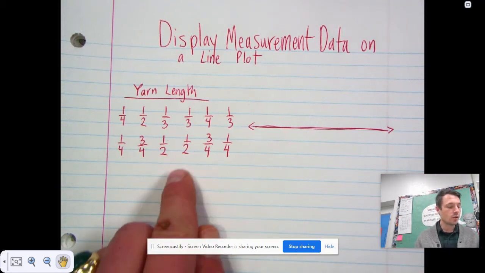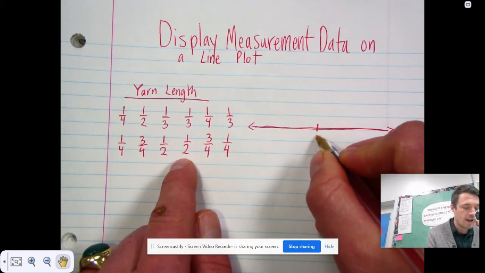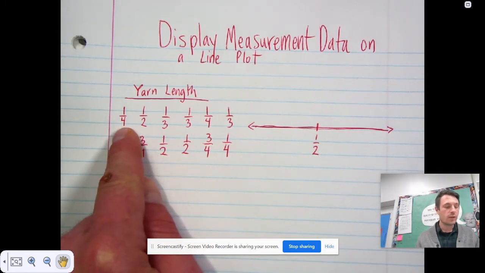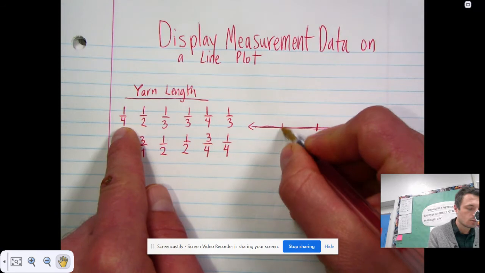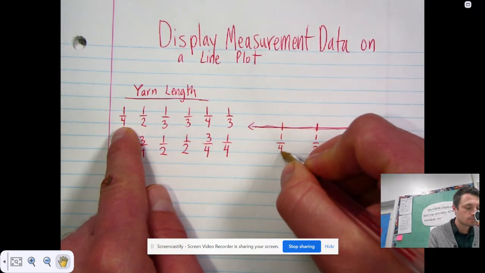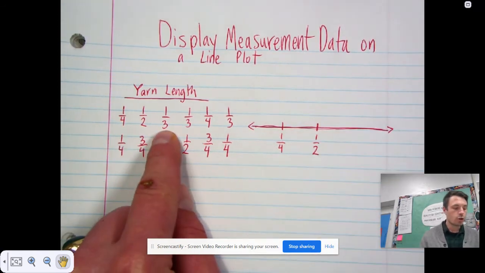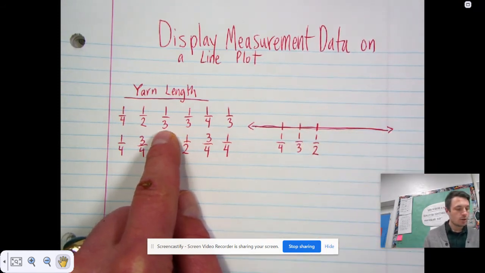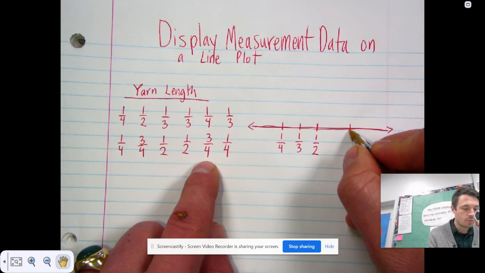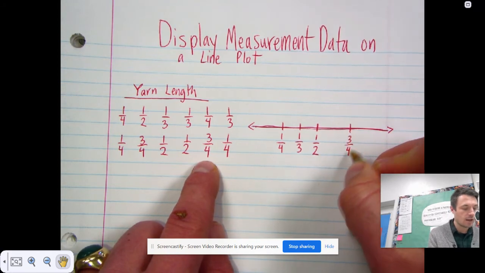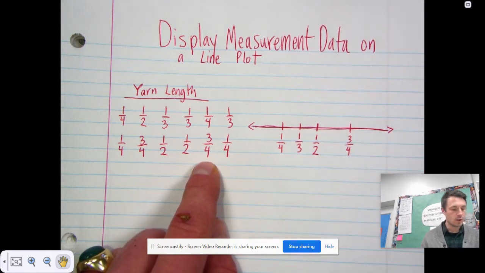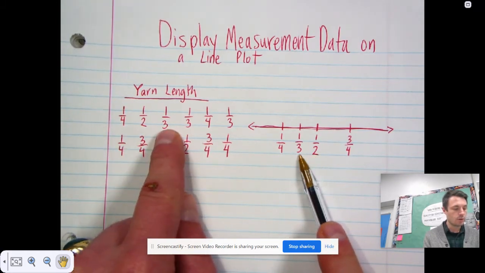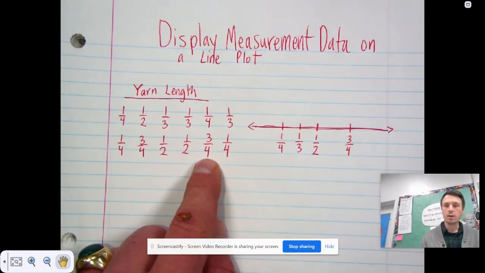So sometimes it's easier to show where half would be first. Half would be right in the middle of the line plot. 1/4 is a half of a half, so it would be right here. Okay, 1/3 would be somewhere between that. It doesn't have to be perfect. 3/4 would be halfway between 1/2 and 1. And I think that's all the different measurements. We have 1/4, 1/2, 1/3, 3/4. I think we got them all.